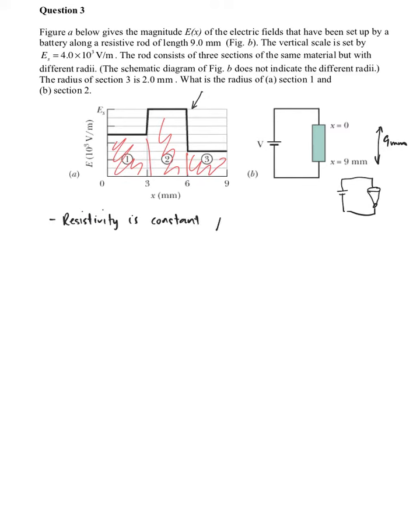Okay, which means resistivity 1 equals resistivity 2, which equals resistivity 3. So that's the first thing we have to note. It's the same material. Now the current flowing through all those sections, so let's write this down.